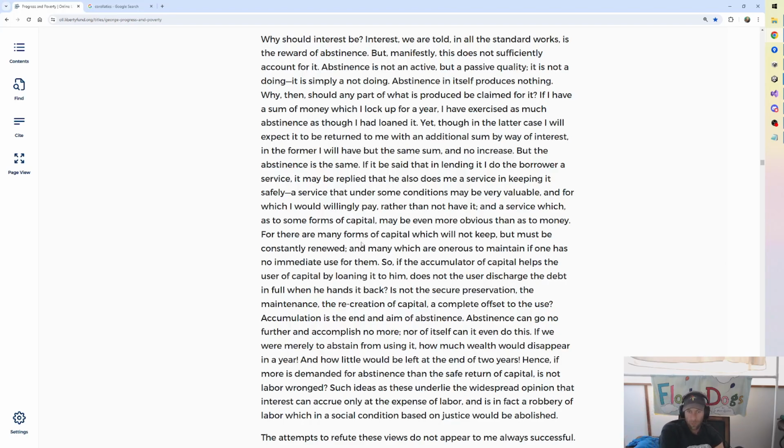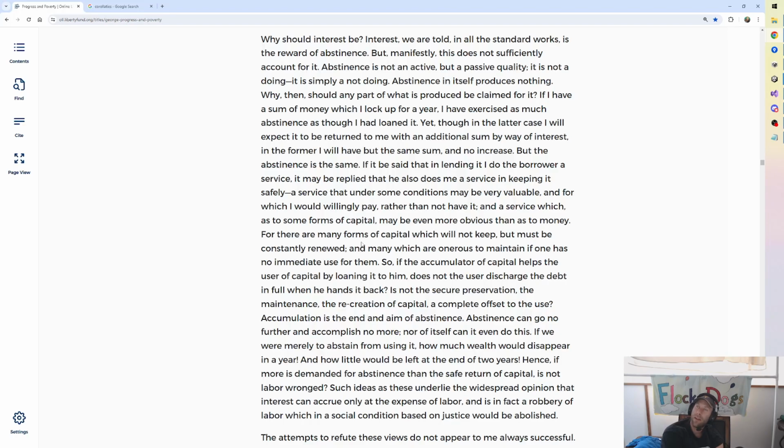If we were merely to abstain from using it, how much wealth would disappear in a year, and how little would be left at the end of 2 years. Hence, if more is demanded for abstinence than the safe return of capital, is not labor wronged? Such ideas as these underlie the widespread opinion that interest can accrue only at the expense of labor, and is in fact a robbery of labor, which in a social condition based on justice would be abolished.